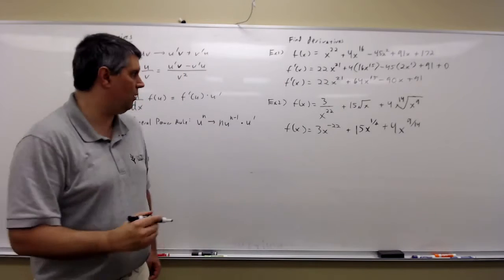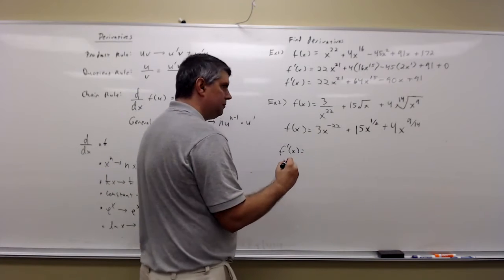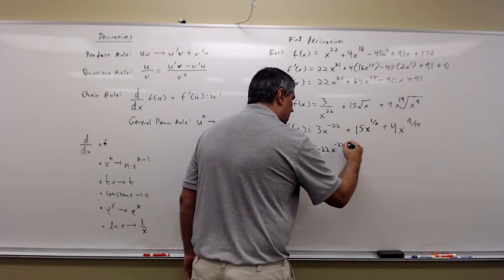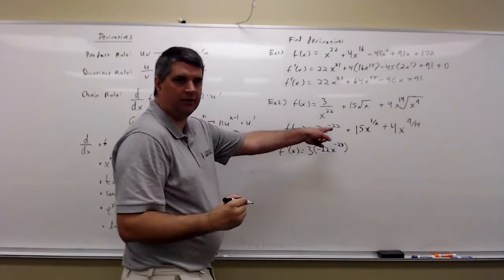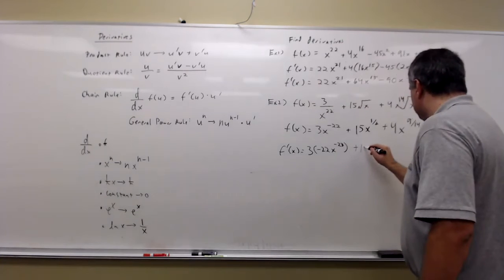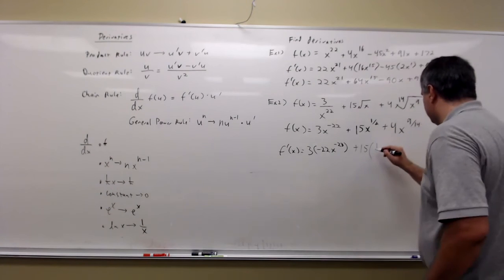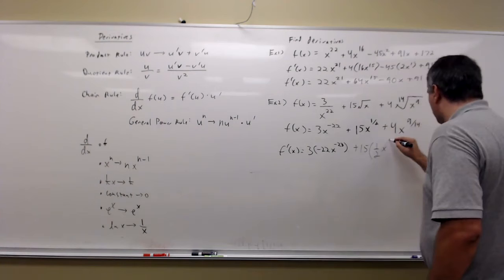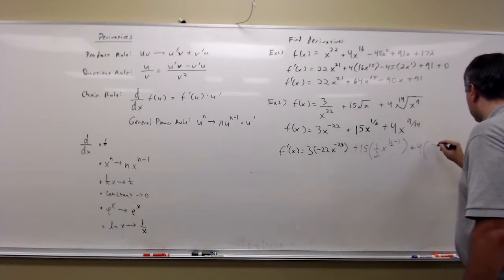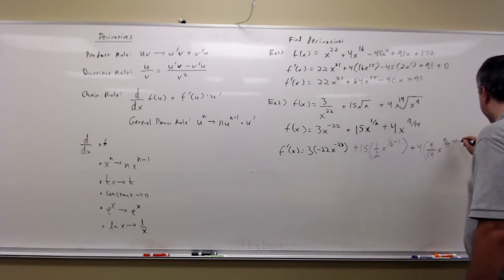Okay, so f prime of x will equal 3 times negative 22x to the negative 23rd. We're going down a power on the negative side, that means a lower number. Plus 15, x, and then the 1/2 will go to the front, and we'll have x to the 1/2 minus 1, plus 4 times 9/14 x to the 9/14 minus first power.